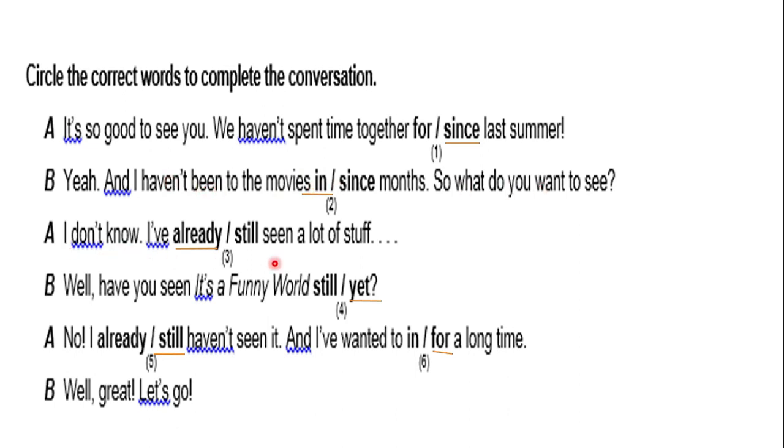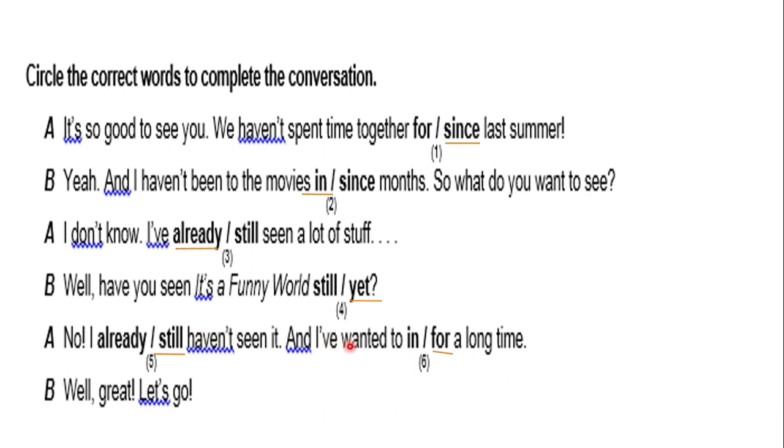I have already seen a lot of stuff. Yo ya he visto bastantes películas. I have already, okay? Already is used between the auxiliary have or has and the past participle of the verb. Well, have you seen It's a Funny World yet? Yet is always at the end of questions in the present perfect. No, I still haven't seen it. Okay? Still is used before the auxiliaries haven't or hasn't with negative sentences. Okay? So that's why we use still. Okay? Already comes after the auxiliary, so that's why we don't use already.